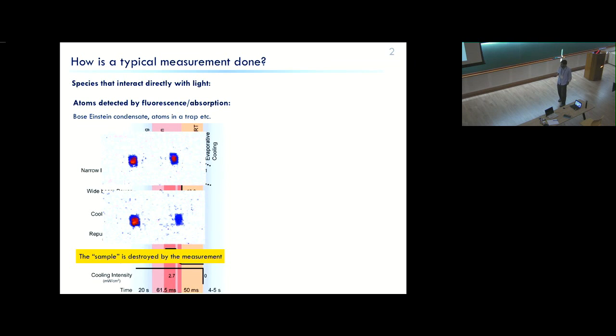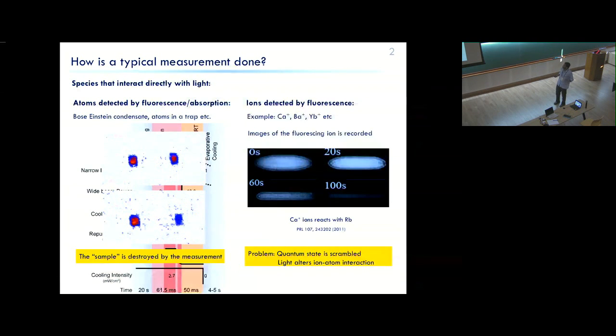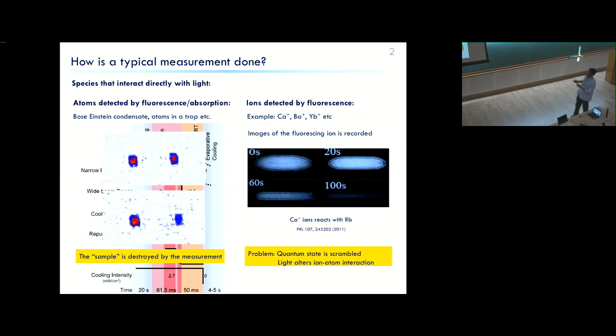So what about ions? There are classes of ions, like calcium and barium, which are optically active. So you can look at their fluorescence. They form crystals. This is an example of a calcium crystal, which you can look at on an image on a CCD. And what this image is showing is that it is reacting with some rubidium atoms which are present there. And so the calciums are vanishing slowly.